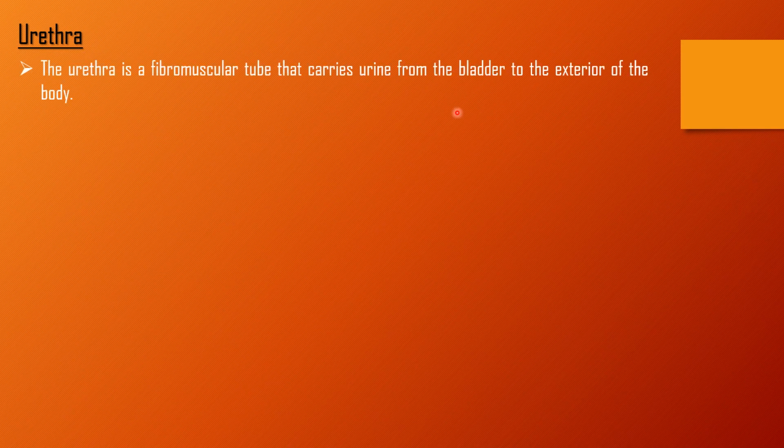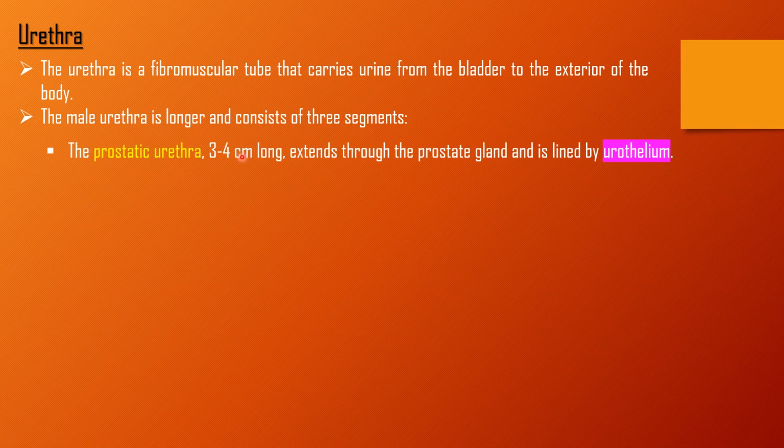Urethra. Now we'll talk about the urethra. It is a fibromuscular tube that carries urine from the bladder to the exterior of the body. The male urethra is longer and consists of three segments as follows. First, we'll talk about the prostatic urethra. It is 3 to 4 centimeter long, extends through the prostate gland, and is lined by urothelium.